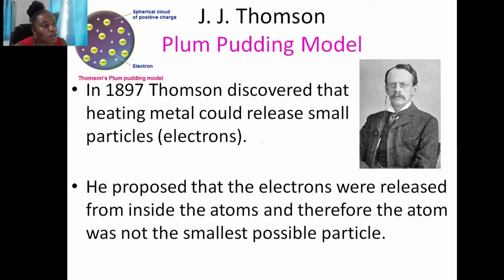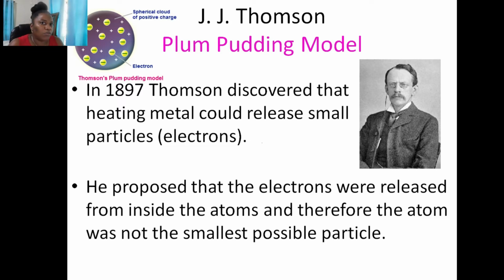Then along came J.J. Thomson with his plum pudding model theory. And this was in 1897, where he discovered that heating metals could release small electrons. And he called them small particles, and he referred to them with the word electrons. And he proposed that the electrons were released from inside of the atom.